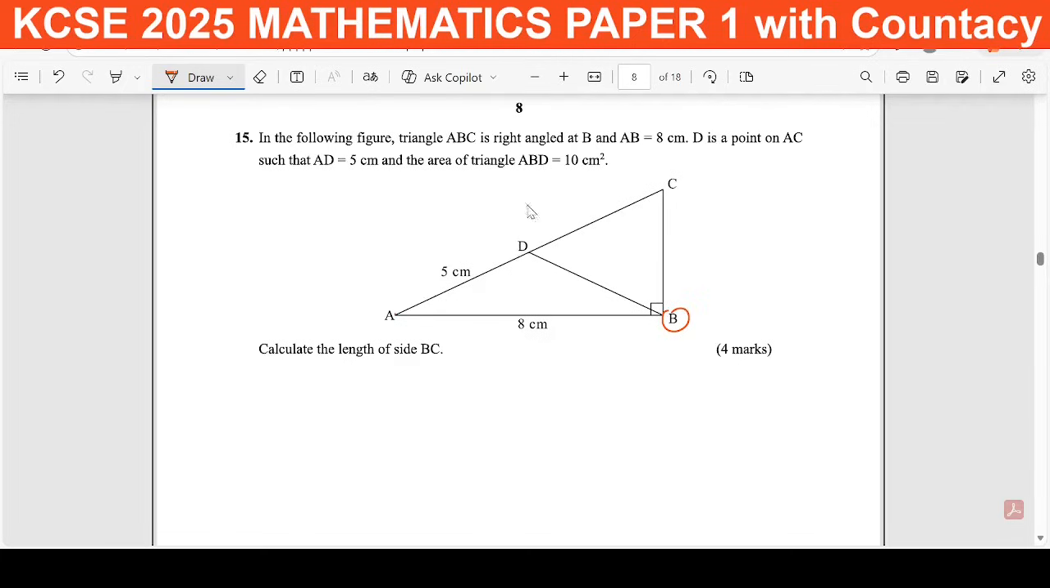And the area of triangle ABD is... where is ABD? It's this one. We are told that this area here, the shaded part, is equivalent to 10 centimeters squared. And then the question goes ahead and tells us, calculate the length of BC. Okay, that's really pretty good.